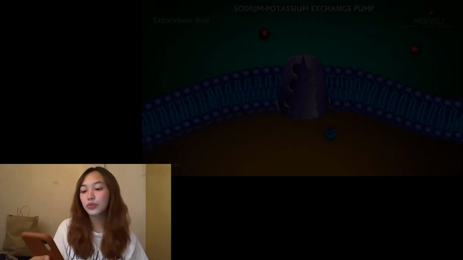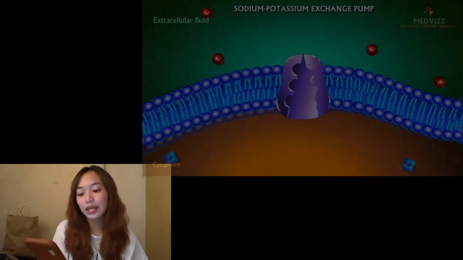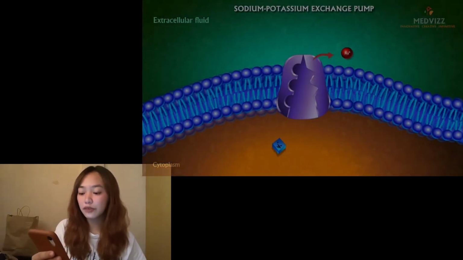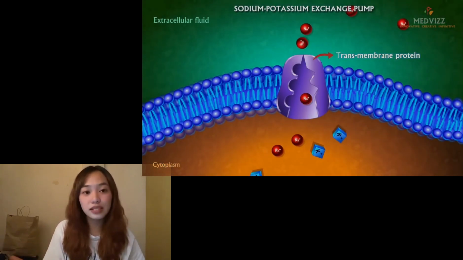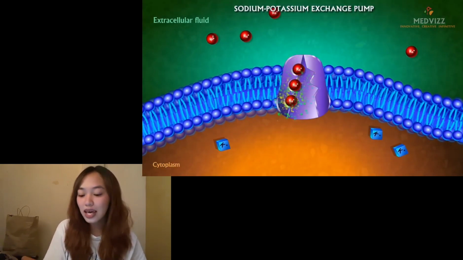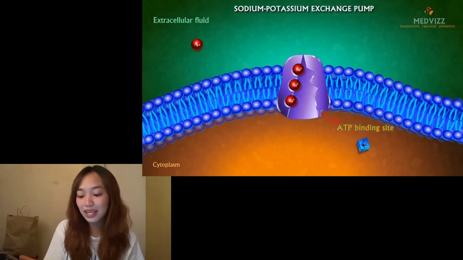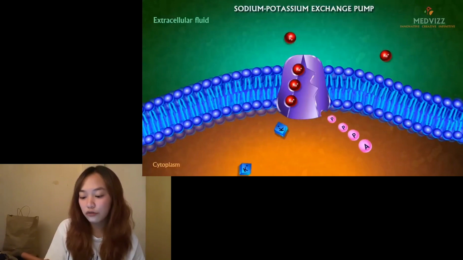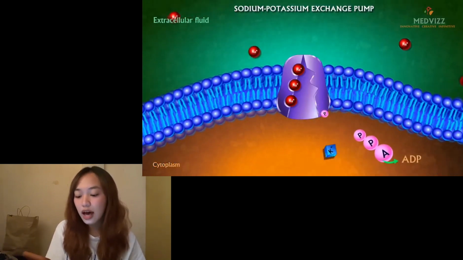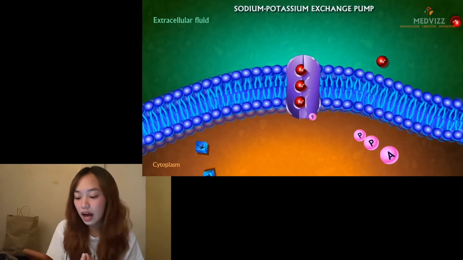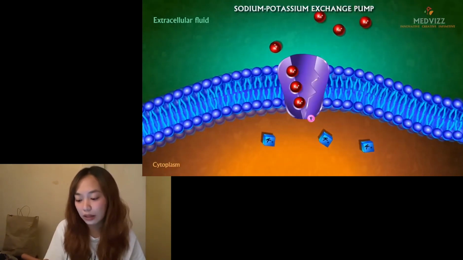The sodium-potassium pump is a protein pump found in the cell membrane in all animal cells. The main purpose of the sodium-potassium pump is to move the sodium ions out of the cell and potassium ions into the cell. It has several purposes, but it's significant to the function of neurons as it helps maintain higher concentration of sodium ions outside the cell and higher concentration of potassium ions inside the cell.